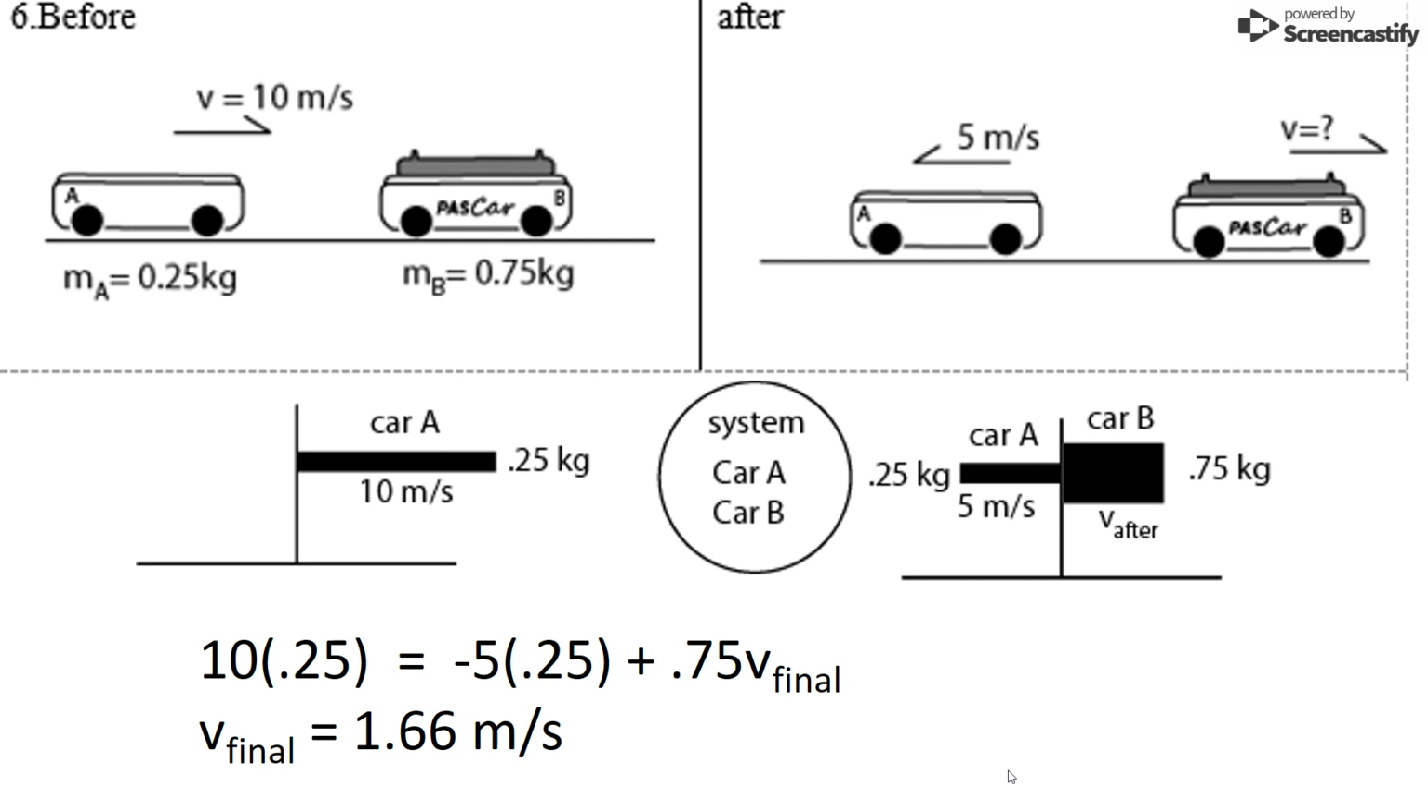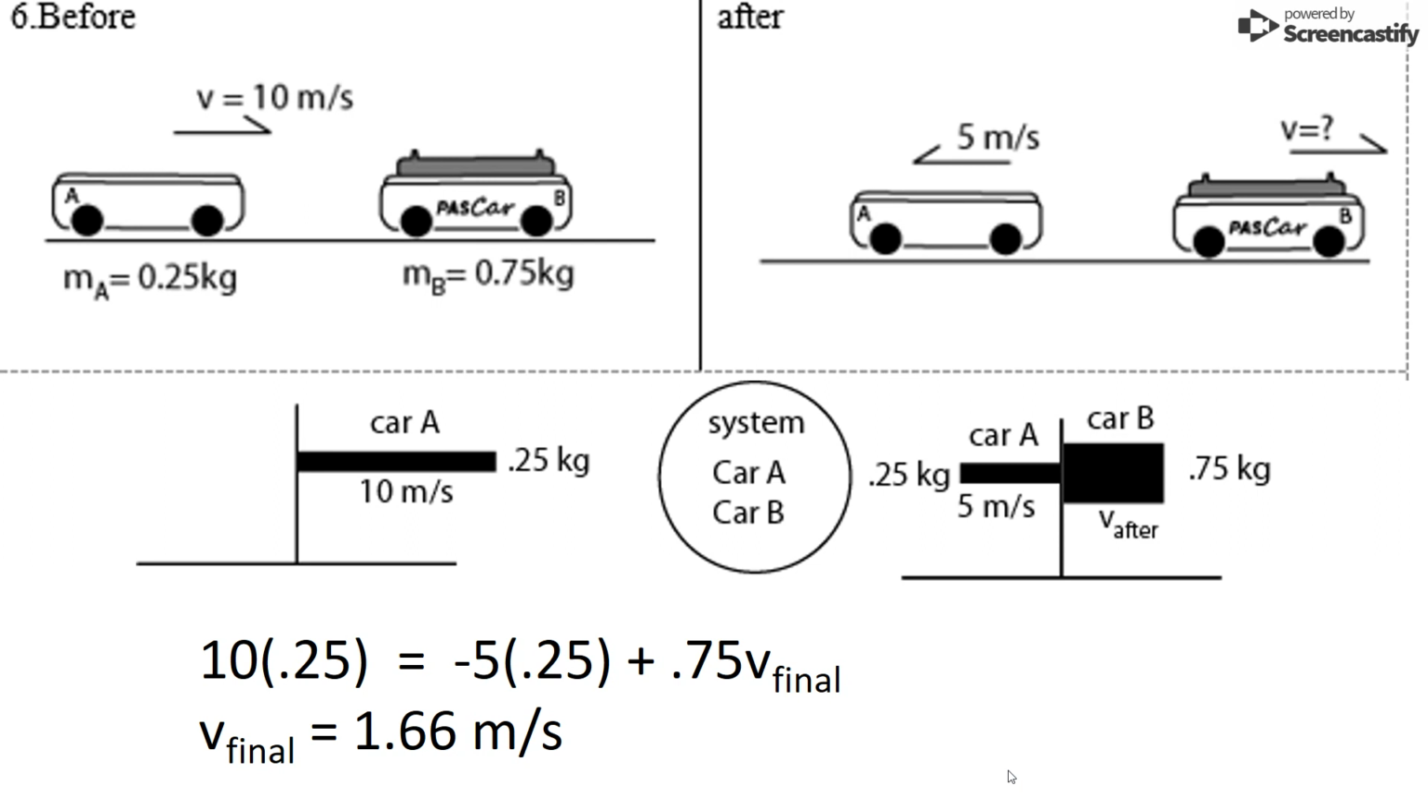Car B, I know, is more massive, so I've made a taller bar. I don't actually know what its velocity is, so I just drew a random width and labeled it V after. My before is still very simple, it's my MV of that one box. Backing up a second, we have 3 boxes total, so I'm going to have 3 MVs total. On the before, there's only 1 box, so it's 10 times 0.25, the velocity times the mass.